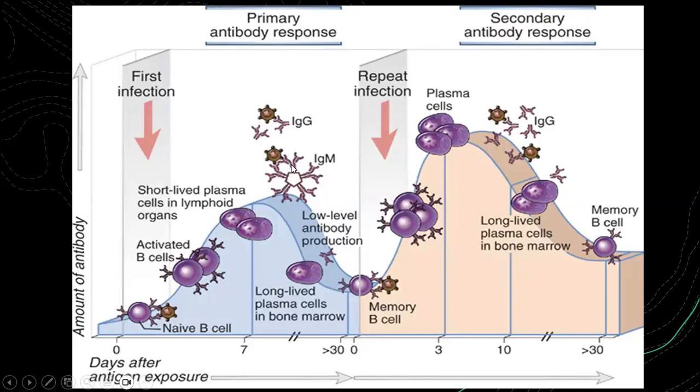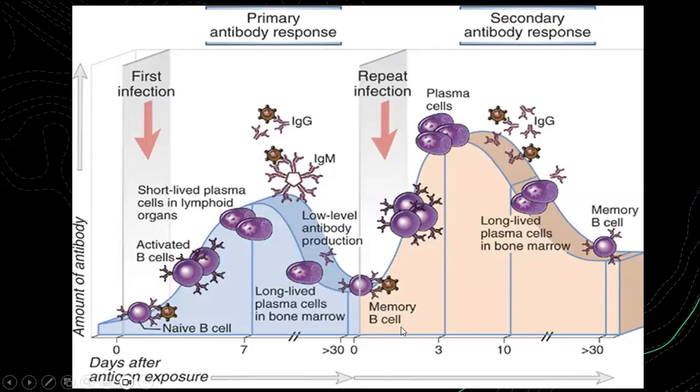Now, I didn't go into the different types of antibodies. There are different types of antibodies, but these are IgG and IgM. Those are usually the antibodies that are produced in the primary response. But yeah, these plasma cells don't live long, but you would also be producing memory cells.